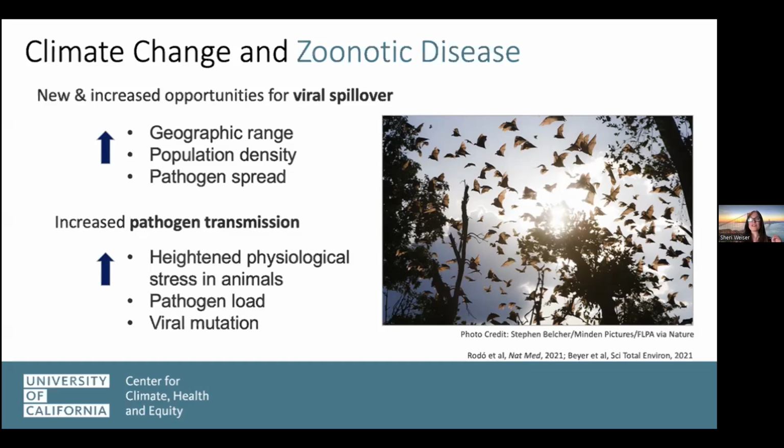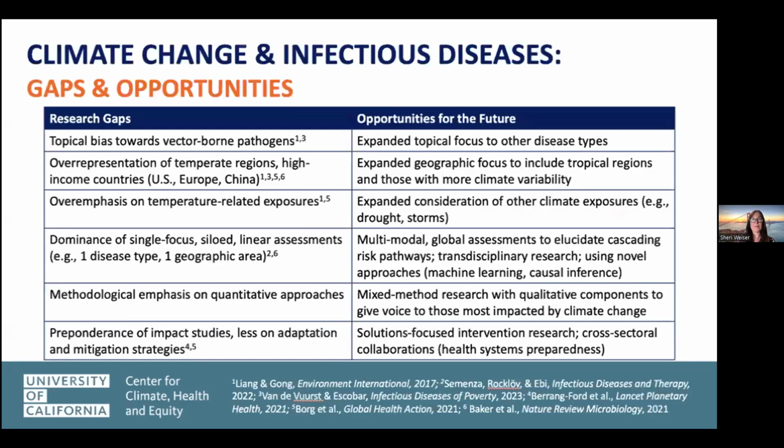Importantly, these conditions can also increase pathogen transmission by causing heightened physiologic stress in those animals. So this then reduces the animal's immune responses, leading to higher pathogen loads and viral mutations, and it's projected that climate change is going to be increasing the risk of global pandemics for the foreseeable future as a result of these mechanisms. And we're going to be learning about one example of this from Dr. Karan, who is going to be talking about Marburg virus, a zoonotic disease affected by climate change.